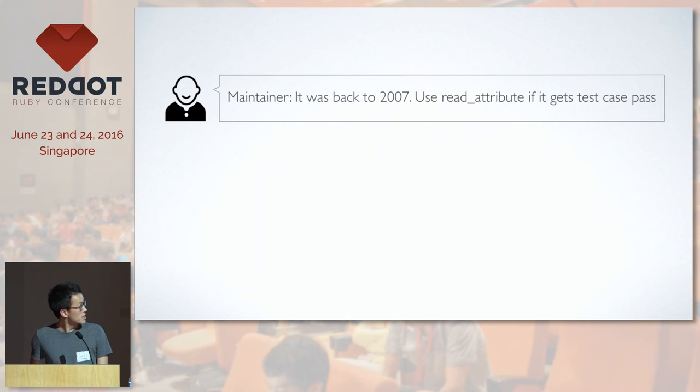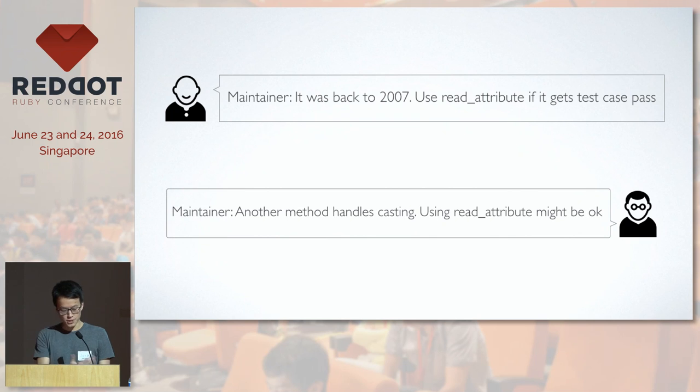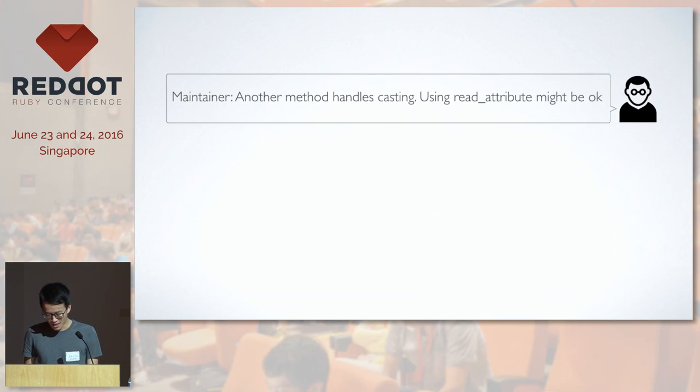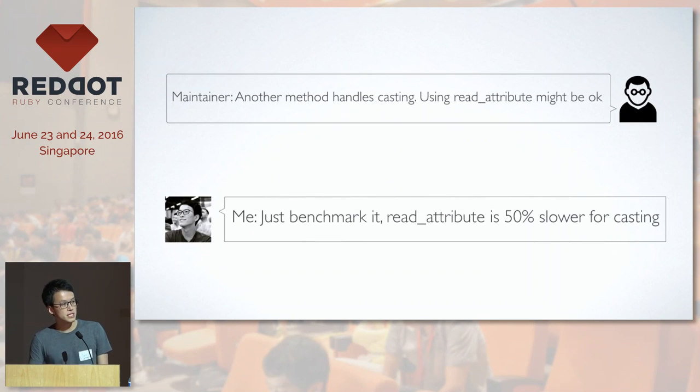And then the first committer comes back and says, okay, actually the typecasting is handled somewhere else, but go ahead and use read attributes. I was even more confused, because it's not logical at all. If the typecasting is handled somewhere else, why use read attributes to do the typecasting a second time? Confused. And then I tell them, okay, read attributes is actually slower for the typecasting, 50 times slower, because I think my pull request was actually not that good.